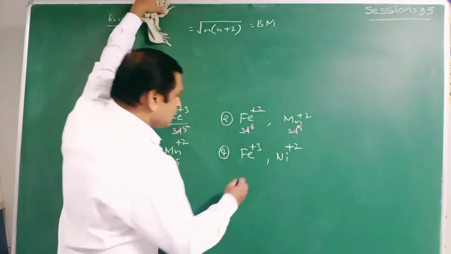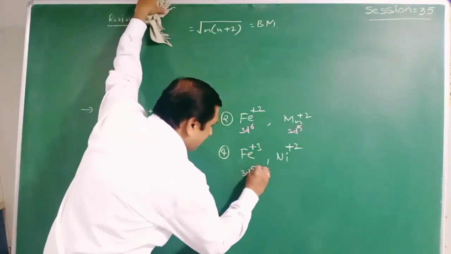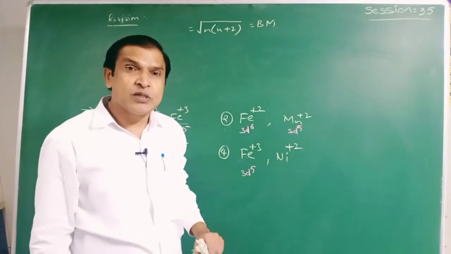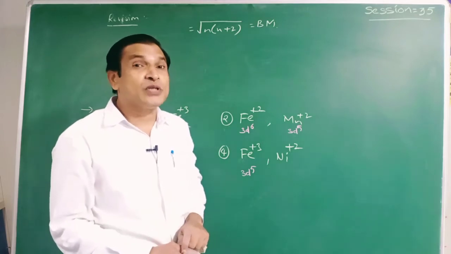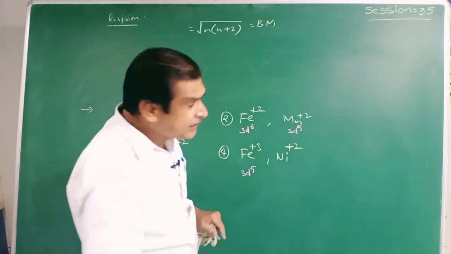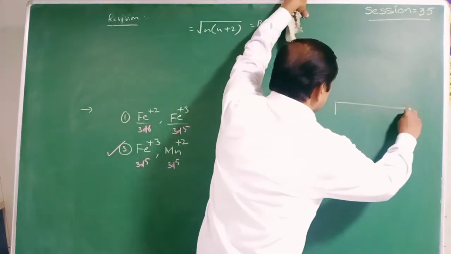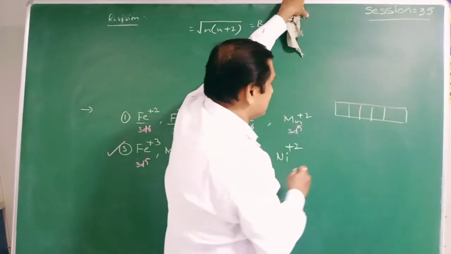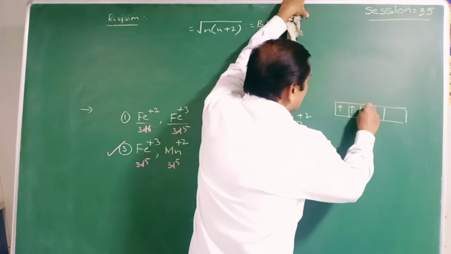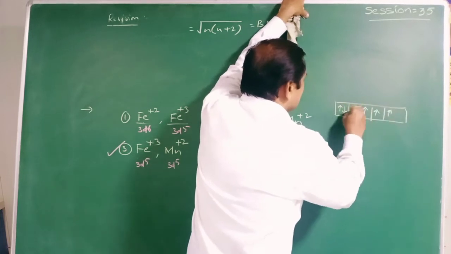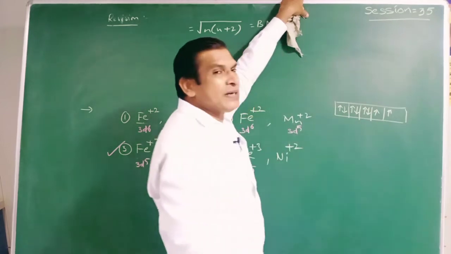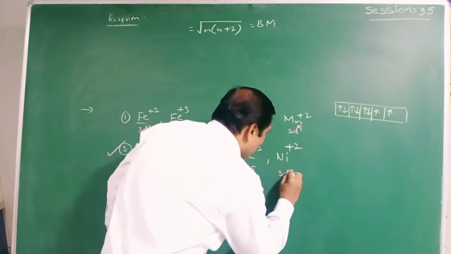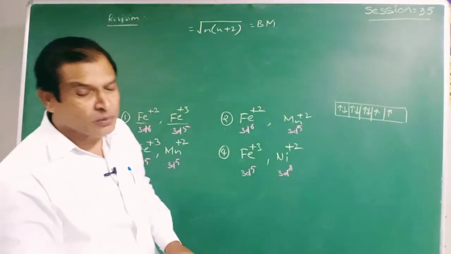What about the fourth option? We know Fe plus 3 is 3d5. And what about nickel plus 2? Nickel atomic number is 28, so the configuration becomes argon 4s2 3d8. For the 3d8 configuration, 1, 2, 3, 4, 5, 6, 7, 8, how many unpaired electrons are there? 3d8 means it has only 2 unpaired electrons. That point you should remember.